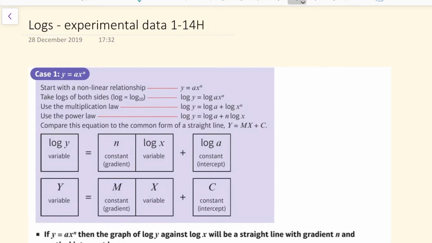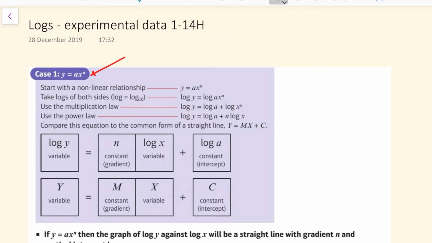To analyse experimental data, this overlaps a little with how you would use some rules of logs in line with science. Our first case is y equals some number a times x to the power of n.